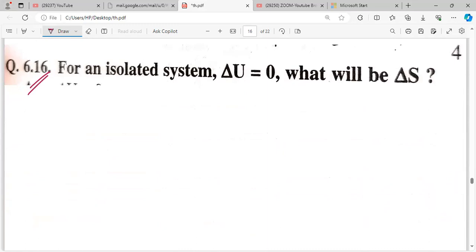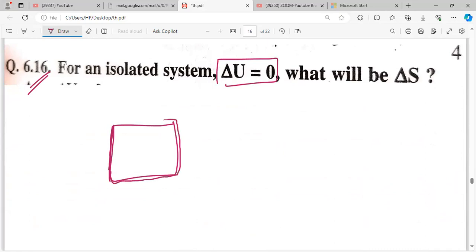For an isolated system, delta U equals 0. Isolated system means a system where neither matter nor heat is getting exchanged. There are three types of system: open system, closed system, isolated system. So this is an isolated system. T is constant, they are saying. Once the temperature is constant, internal energy will also be constant only.